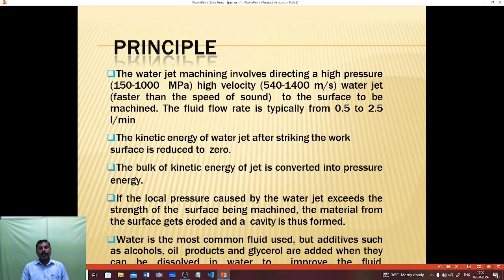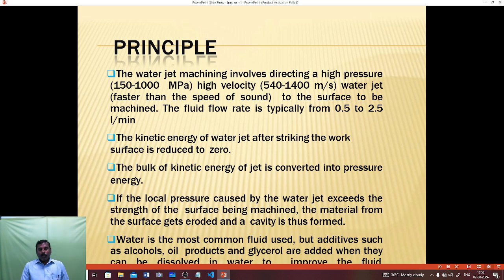The fluid flow rate is typically from 0.5 to 2.5 liters per minute. The kinetic energy of the water jet after striking the work surface is reduced to zero. The bulk of the kinetic energy of the jet is converted into pressure energy. The local pressure caused by the water jet exceeds the strength of the surface being machined, and the material from the surface gets removed.